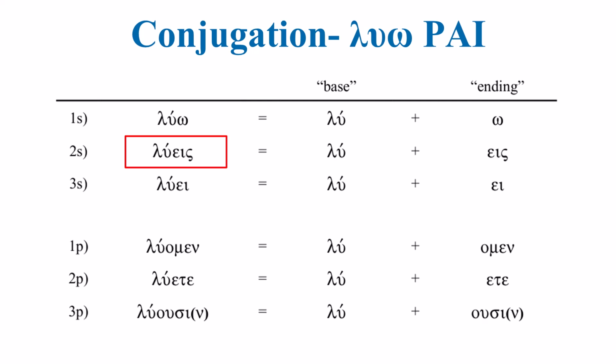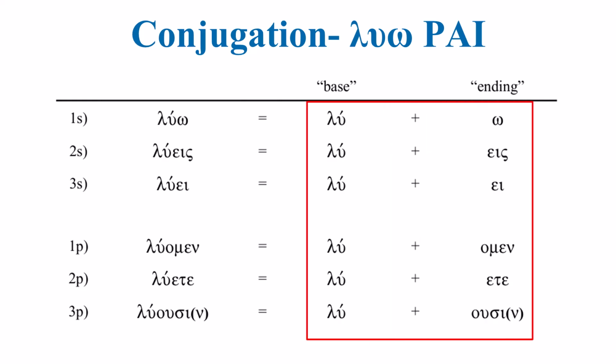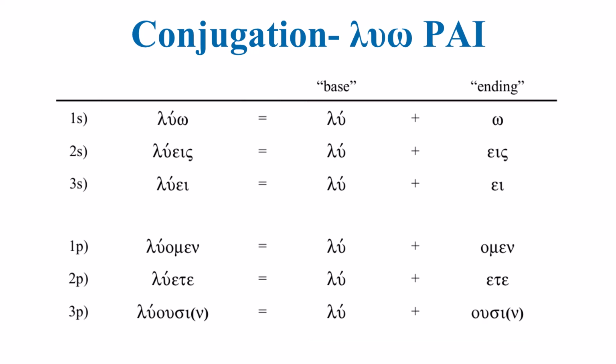Lueis, you are losing. Luei, in the third person, you have he or she or it is losing. Luomen, you have we are losing. These are now plural. Luete, you are losing. Third person, you have luusin, which means they are losing. Again, how do you conjugate? By identifying the stem, which is lu. You can see you have the stem there or the base, which is the same, but the endings are different. You attach the stem to the endings, and then after you have attached, you translate. This is how you conjugate the verb.